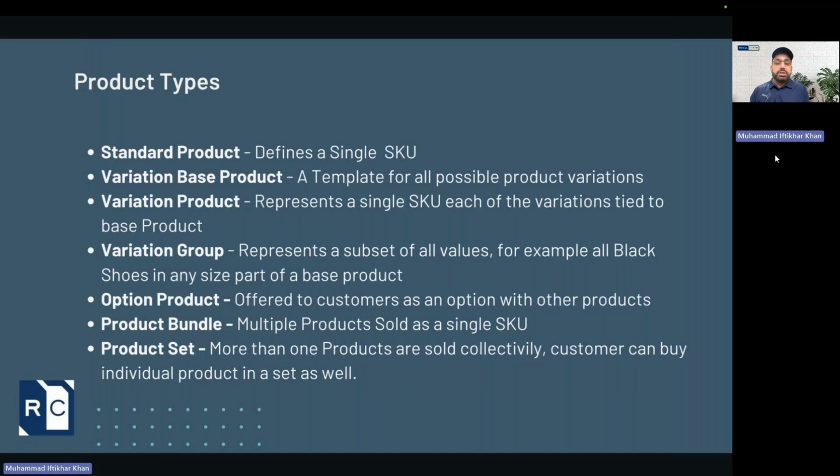We call it the variation product, which is a variant by color and size or any other variation attributes you define. Again, we will learn this detail in the coming slide. And then variation group, you can create a variation group that represents a subset of all values. For example, all black shoes in any size part of a base product. These variation groups you can create within your variations to create a group of a particular value. Like for example, here we talk about all black shoes of any size.